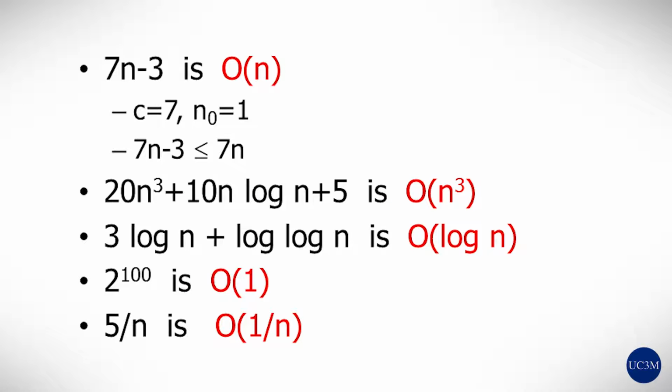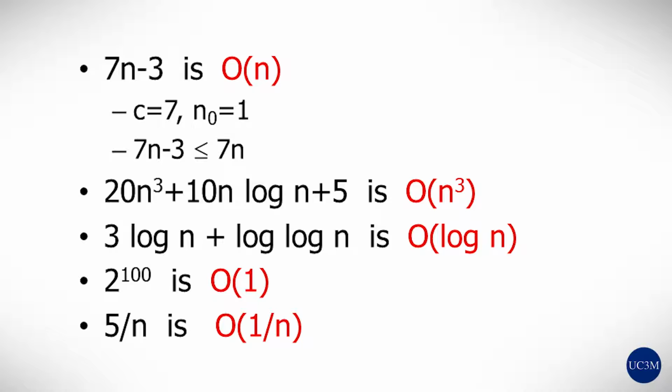For instance, the function 7n minus 3 is order n, because we can always forget about the coefficient. We have this multiplying factor c, remember in the formula? We also can always forget about the terms that grow slower. For instance, the function 20n cubed plus n times n log n plus 5 is order n cubed. In a polynomial, we just take the term with the highest exponent.